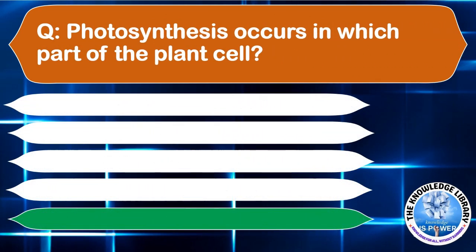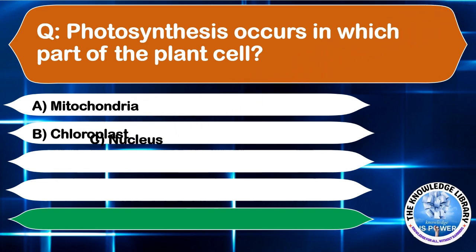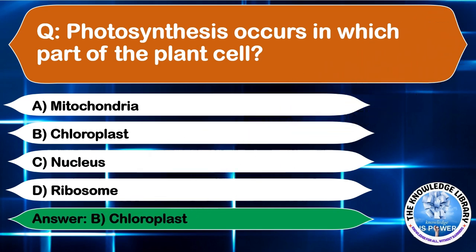photosynthesis occurs in which part of the plant cell? Option A, mitochondria. Option B, chloroplast. Option C, nucleus. Or option D, ribosome. The correct answer is option B, chloroplast. Moving to the next question.